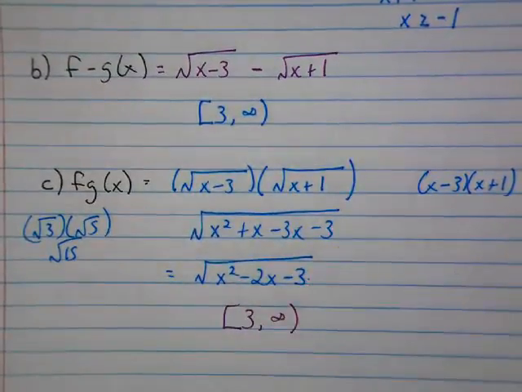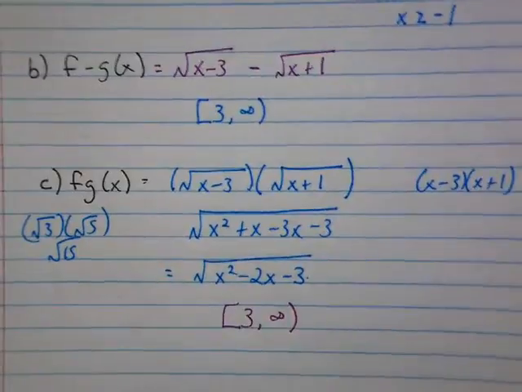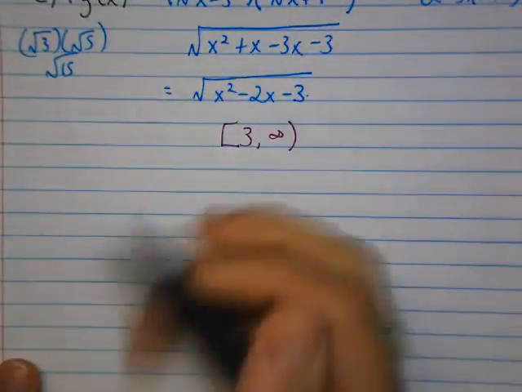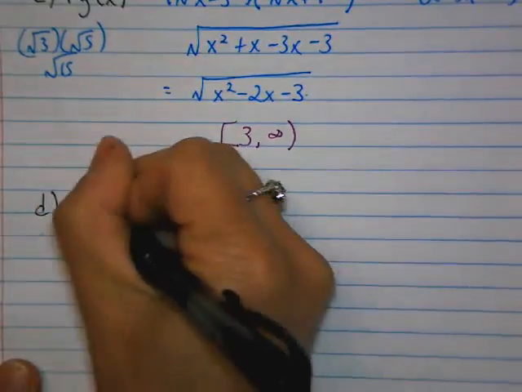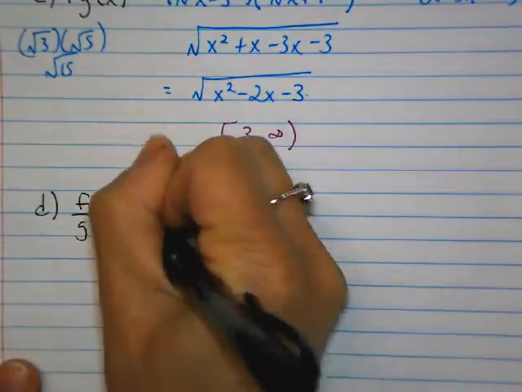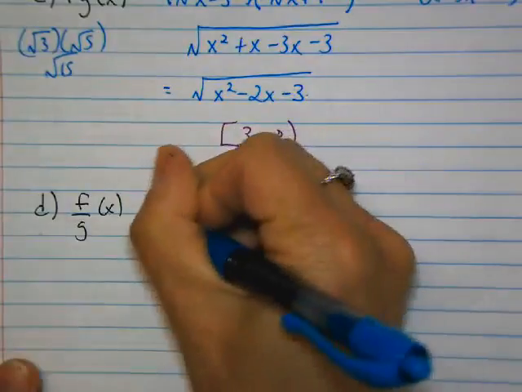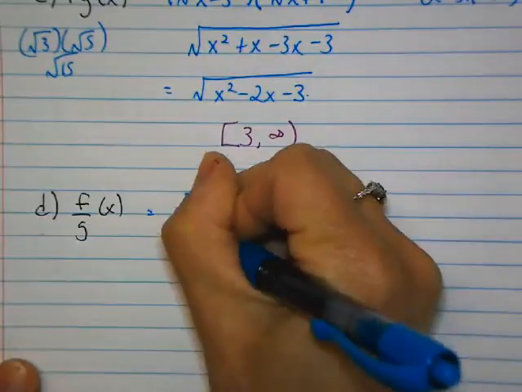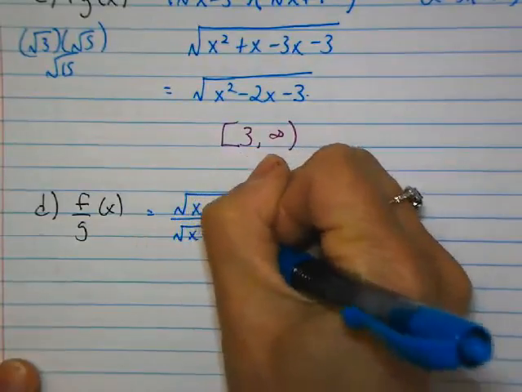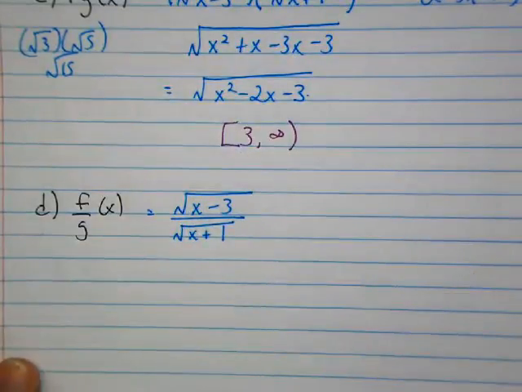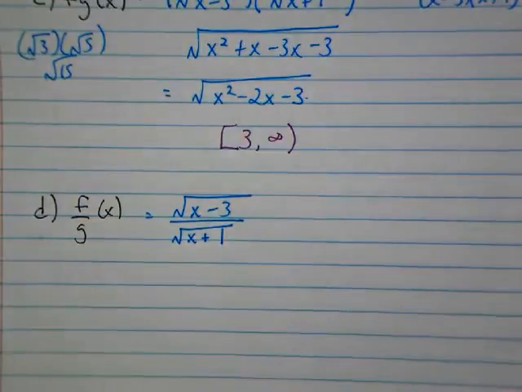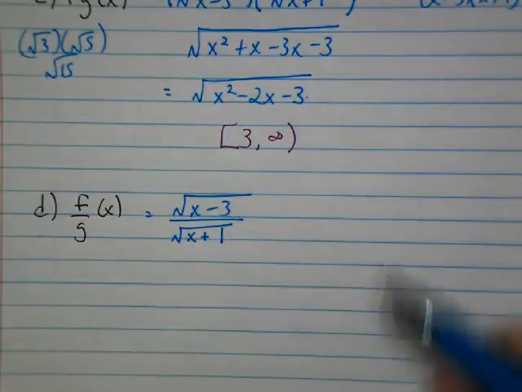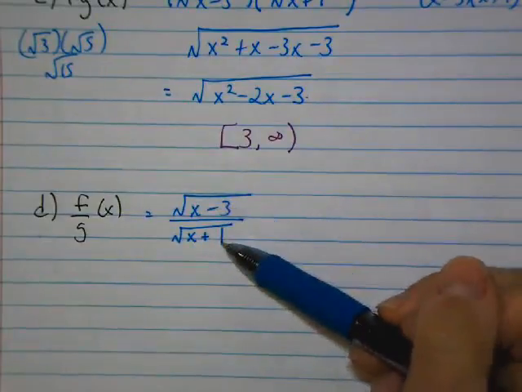Alright, let's do the last one, and we're almost done. Let's do f divided by g. So that's the square root of x minus 3 divided by the square root of x plus 1. Now this time you've got several things going on. You can't let the denominator become 0. So again, it's the same factors. We know that x has to be greater than or equal to 3, or x has to be greater than or equal to negative 1.